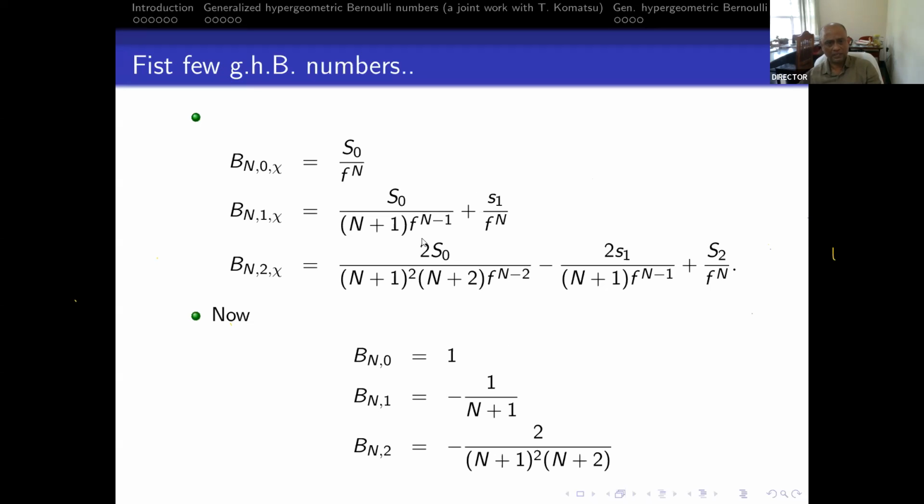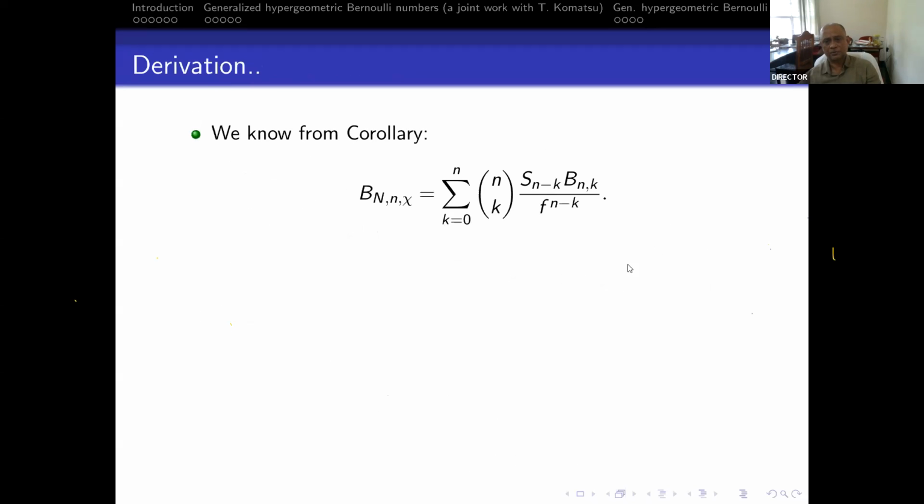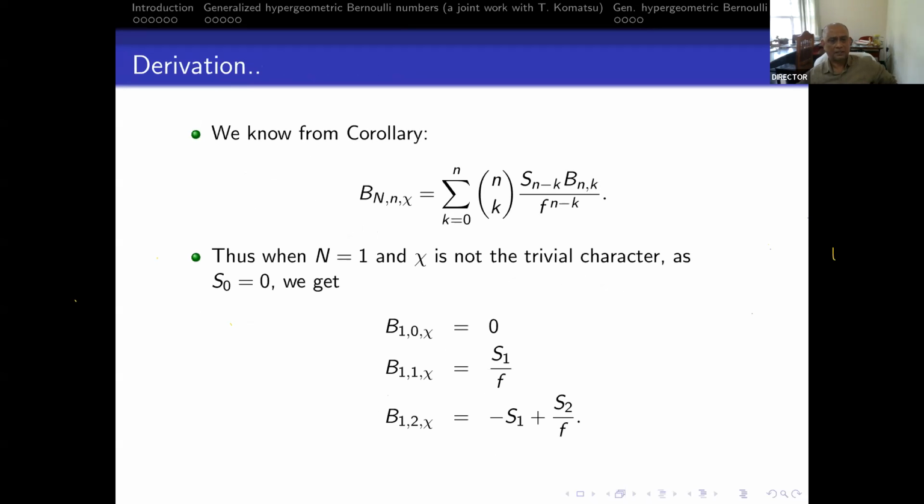As you see before, we are trying to calculate this one. So if we know this one and the expression here, then we can calculate B_n0(χ), B_n1(χ), and B_n2(χ). These are already known things. And we use this relationship that we have proved, plug in there, and then one can calculate. So that's when n is 1 and χ is not the trivial character, as S_0 is 0.